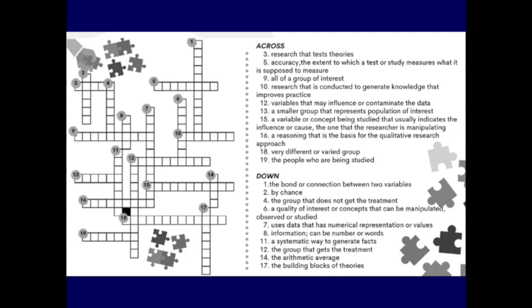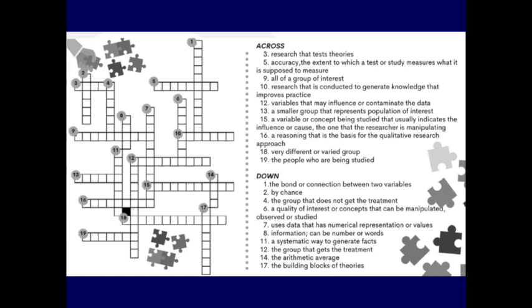Down. Number 1. The bond or connection between two variables. Number 2. By chance. Number 4. The group that does not get the treatment. Number 6. Quality of interest or concepts that can be manipulated, observed, or studied. Number 7. Uses data that have numerical representation or values. Number 8. Information can be number or words.